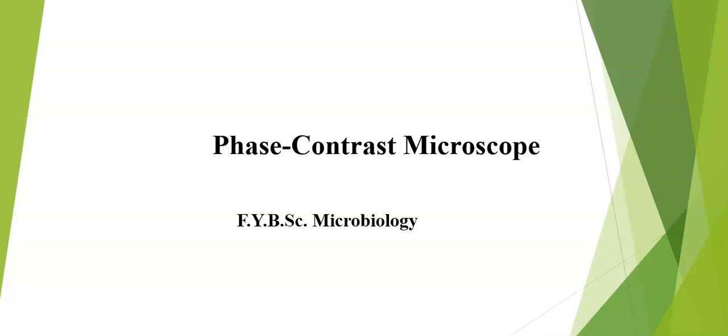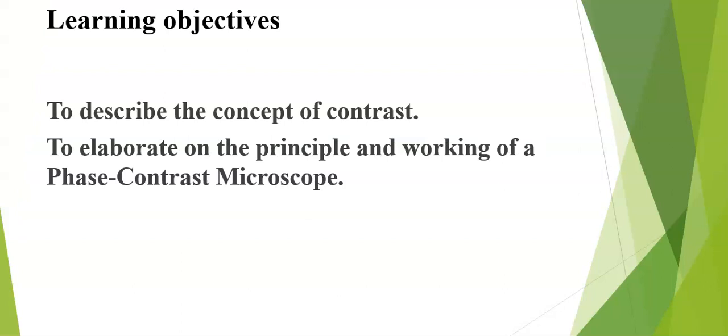Now, till now, the different versions of microscopy and the features, they all gave us a different perspective: the different technical modifications which could be done within a microscope and the features which are associated, and so on. So let us see the learning objectives for today's topic. The learning objectives are, first, we'll try to describe the basic concept of contrast and to elaborate on the principle and working of a phase contrast microscope.